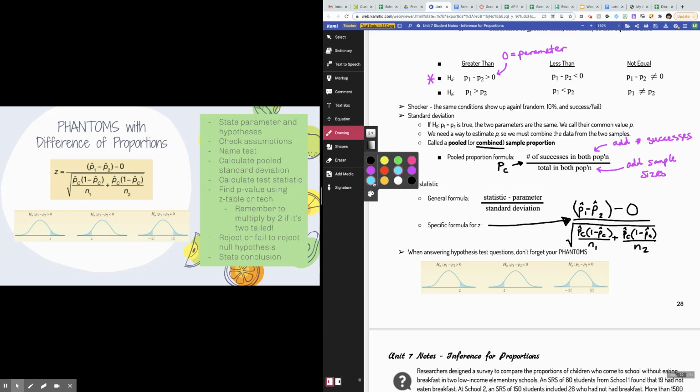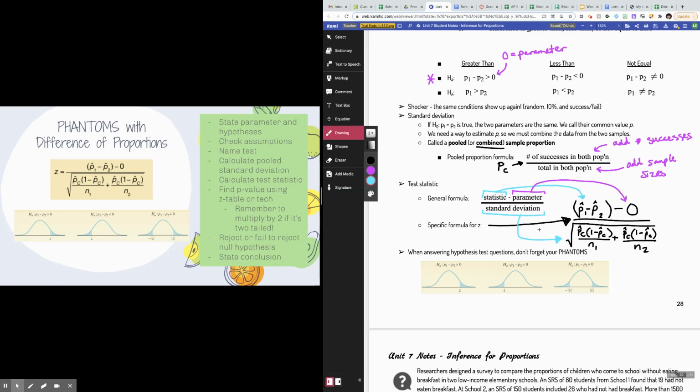So just as a little reminder here, your statistic is this, your parameter is 0, and then your standard deviation is this whole crazy long formula right here. But very similar to the formula that we used for confidence intervals for difference of proportions and for sampling distributions. It's just long, okay?